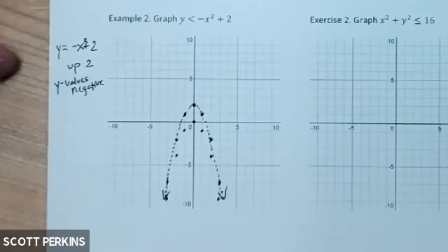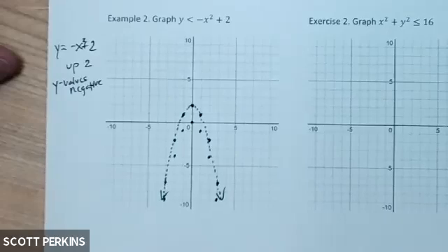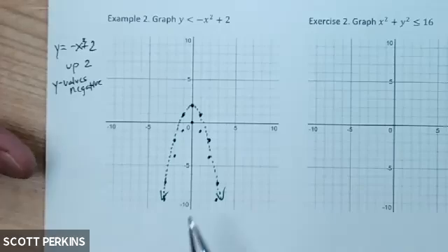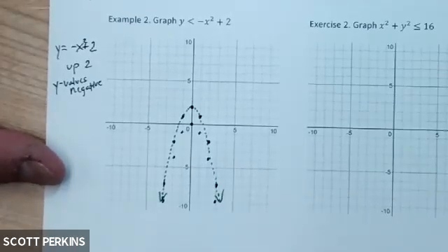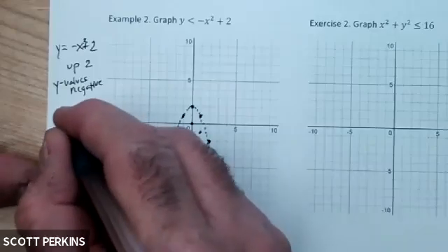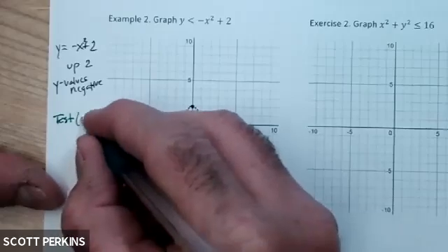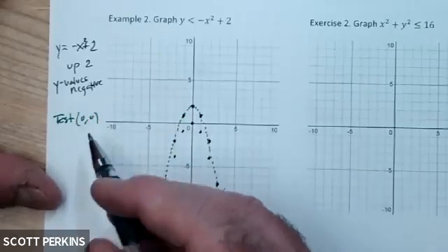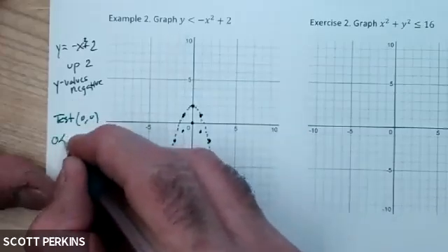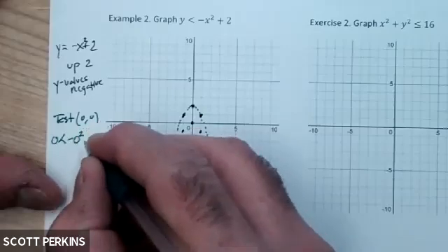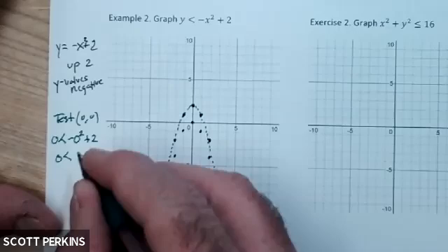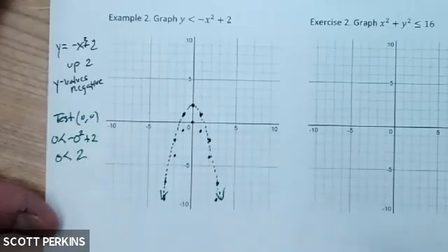Anybody got a question? I know it's been a while since we've graphed a parabola and we've had to do all the transformations. Again, it doesn't matter what point you pick, just make sure that point you pick is not on the boundary. 0, 0 is not on my boundary, so I'm going to test 0, 0 again. So I plug 0, 0 into my inequality. The y value is 0, less than -0 squared plus 2. -0 squared is just 0, so I have 0 is less than 2.